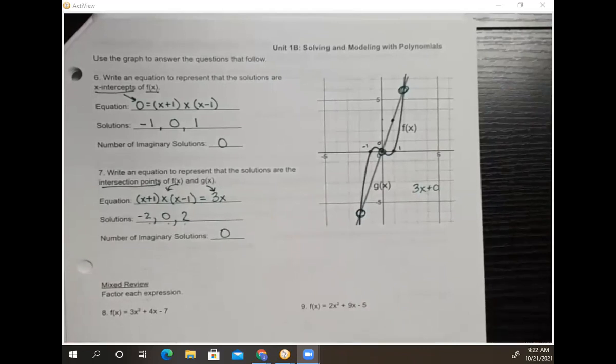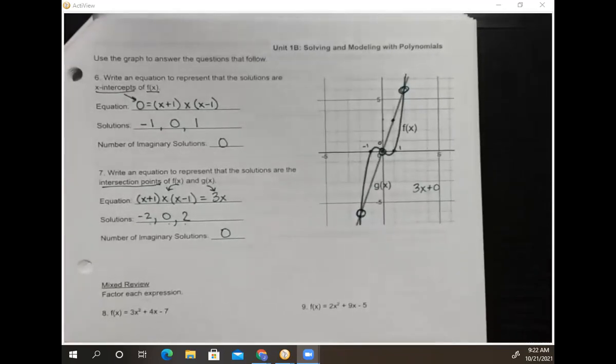Questions for me on our graphs and tables work? Okay, so the thing to watch out for is what are your solutions? How are they represented? Are they x-intercepts or are they intersection points? Remember, if they're x-intercepts, you're looking for where you cross the x-axis and your function will say equals 0. If you're in a table, then your y value is going to be 0.